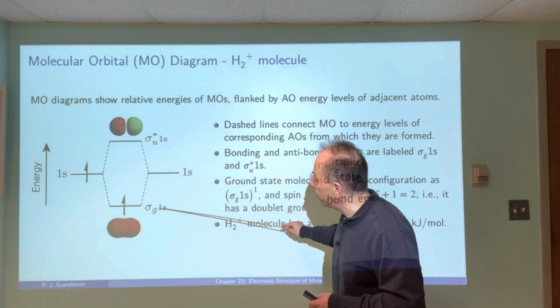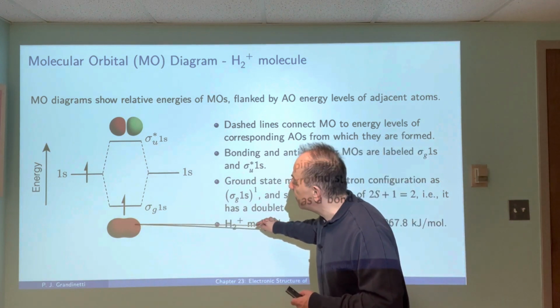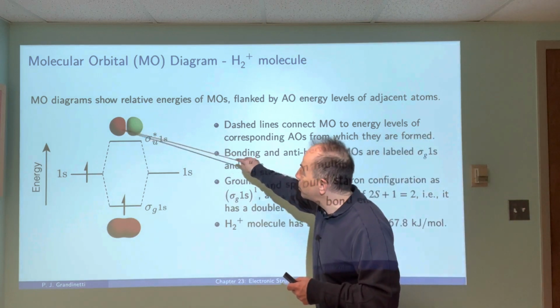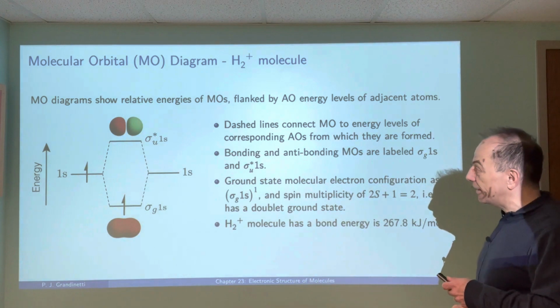You'll notice here that this one has the g symmetry for gerade, so that means the wave function is symmetric with respect to inversion about the origin, whereas this one changes sign, and that makes this one have the u subscript on it.